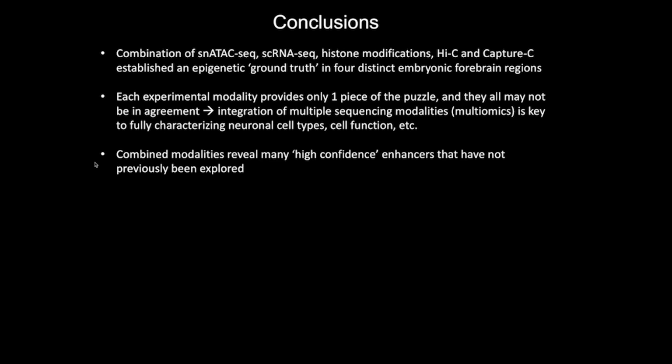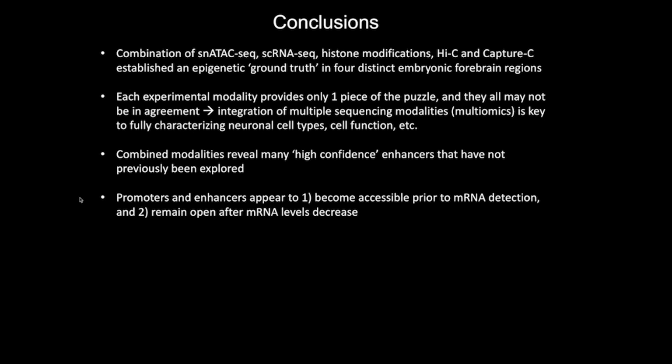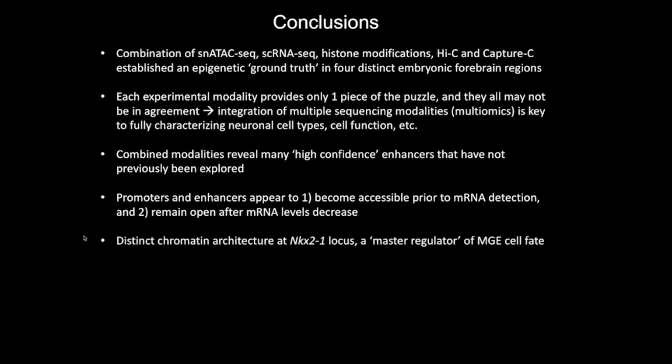We believe that our data reveals some novel high-confidence enhancers that haven't been previously explored and could provide critical insight into mechanisms regulating specific genes that are critical for cell fate. It does appear that promoters and enhancers become accessible prior to mRNA detection, which makes sense, they sort of have to, but they also seem to remain open after the mRNA levels are decreased. And just one example, we highlighted, we do see distinct brain region-specific chromatin architecture at genes that are critical for regulating cell fate, in this case, NKX2.1.